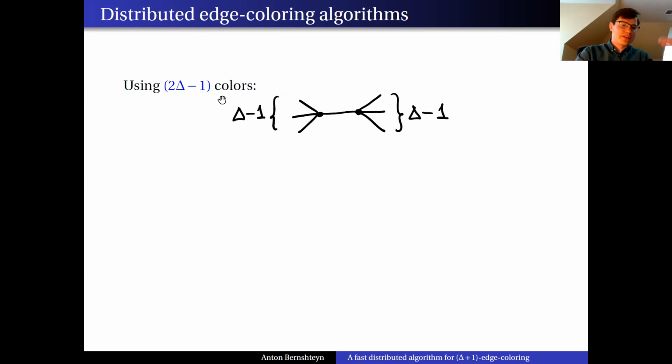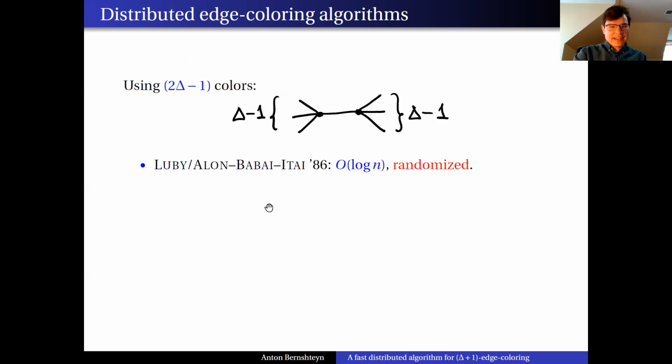And one can hope that because of this, with this many colors, one should be able to get really efficient distributed algorithms as well. So again, one of the earlier results in the area by Luby, and independently Alon, Babai, and Itai, implies that there is such an algorithm that runs in big O of log n rounds, but the algorithm is randomized.